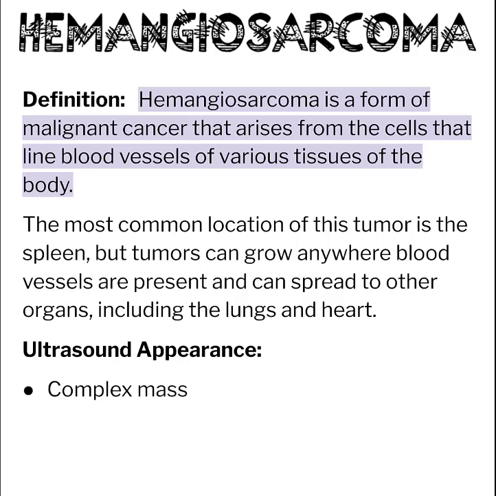Another type of cancer that affects the spleen is hemangiosarcoma. Hemangiosarcomas are a form of malignant cancer that arise from the lining of blood vessels. Hemangiosarcomas really can arise anywhere. Anywhere that there's a blood vessel, the lining of it can develop cancer. However, the spleen is the most common location for hemangiosarcomas to develop. Secondary locations that it likes to develop are also in the lungs and the heart. On ultrasound then, we'll see a complex mass within the spleen.